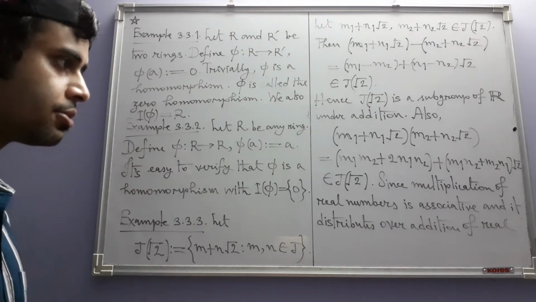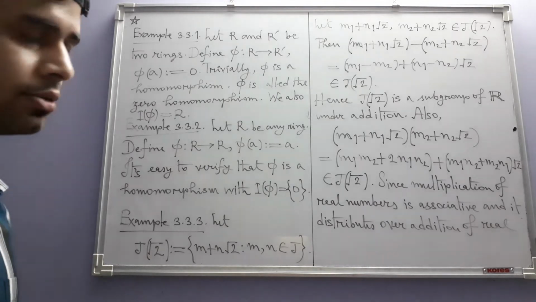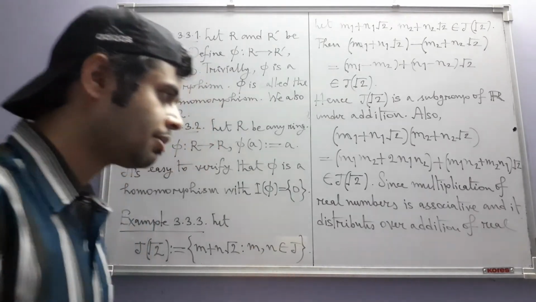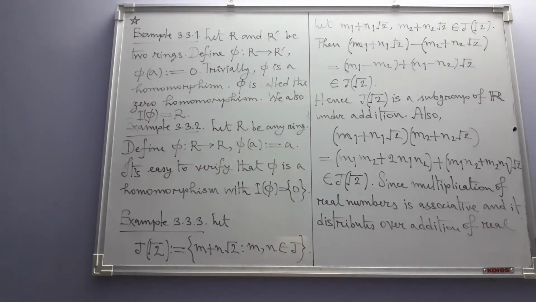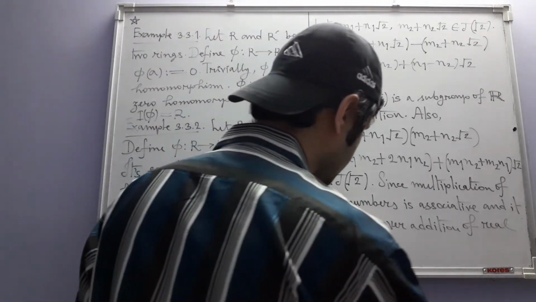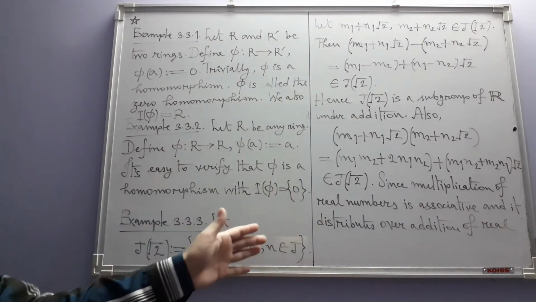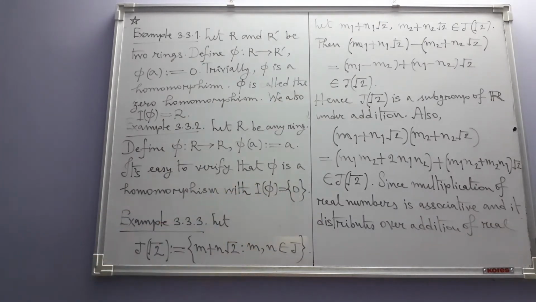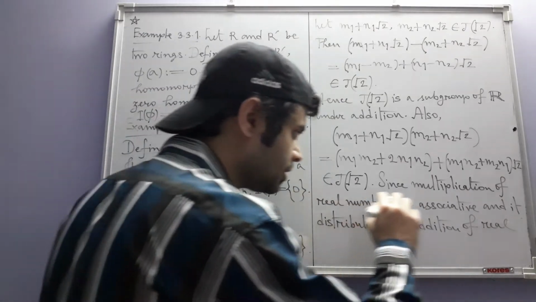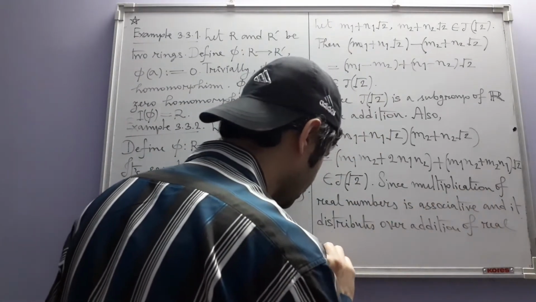So it is associative, we already know. Actually we don't know, but we are assuming that we know, since as yet we have not developed the system of real numbers. I am talking about our analysis videos. But anyway, we assume that we know that real numbers and all their properties are given to us. So multiplication of real numbers is associative and it distributes over addition of real numbers.